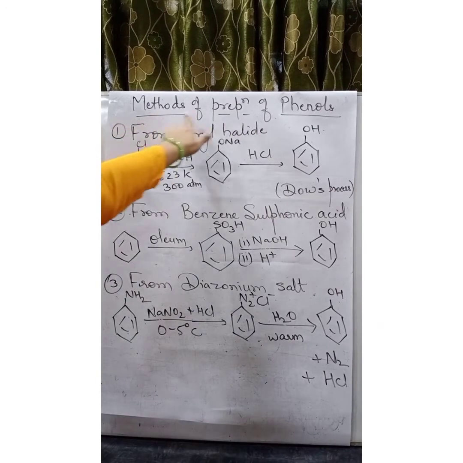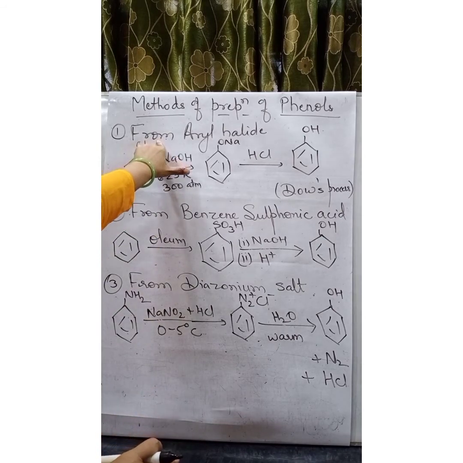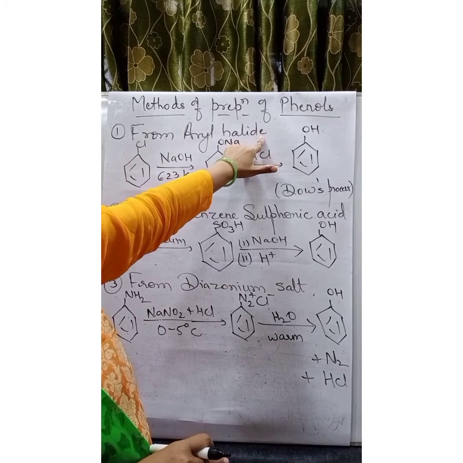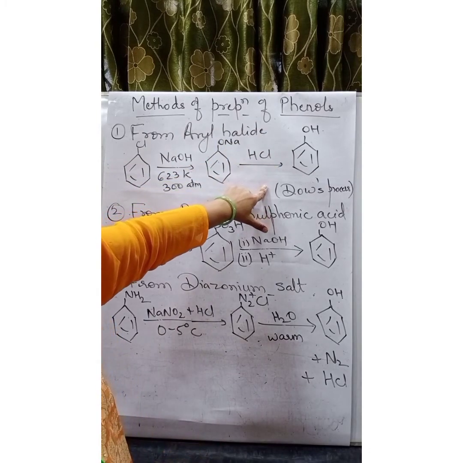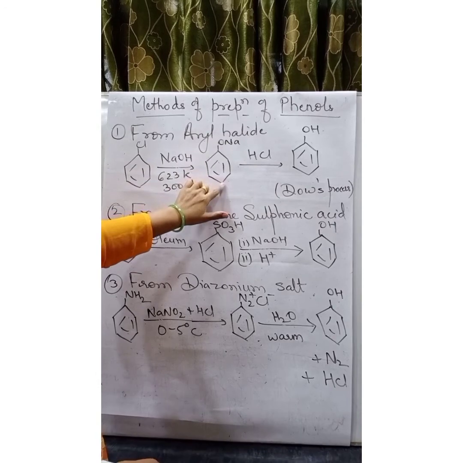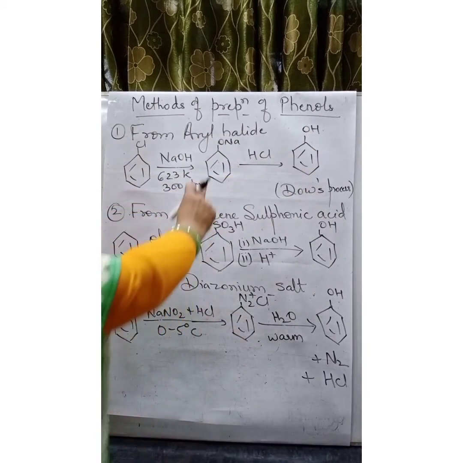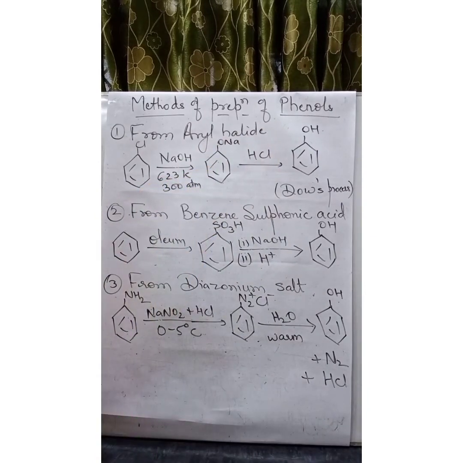Next one is methods of preparation of phenols. Phenols we can prepare by a number of methods. First one, we can prepare it from aryl halide. This we have previously also studied, a very common process known as Dow's process. Chlorobenzene, when treated with NaOH at a high temperature of 623 Kelvin and 300 atmospheric pressure, forms sodium phenoxide, which on acidification gives phenol. NaCl will go and phenol will be formed.